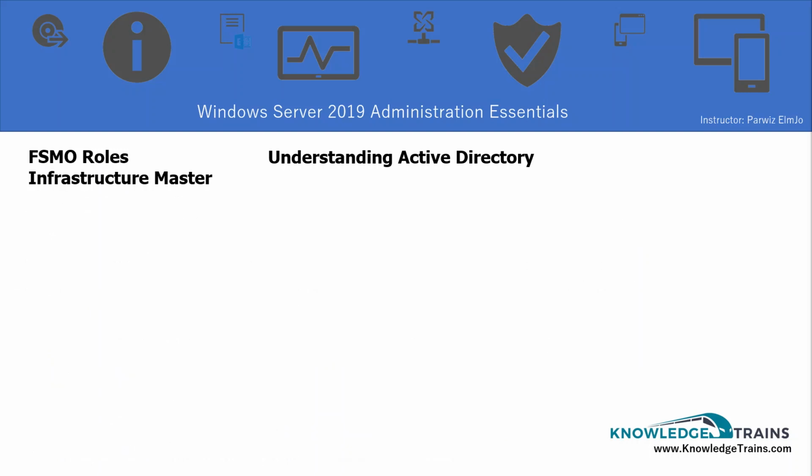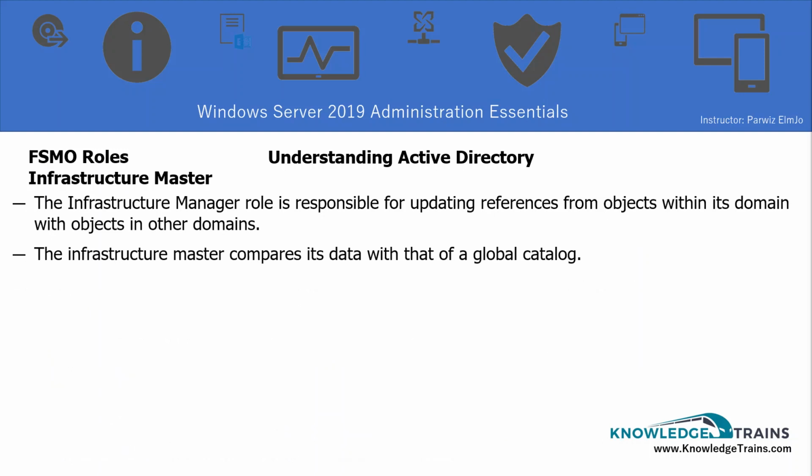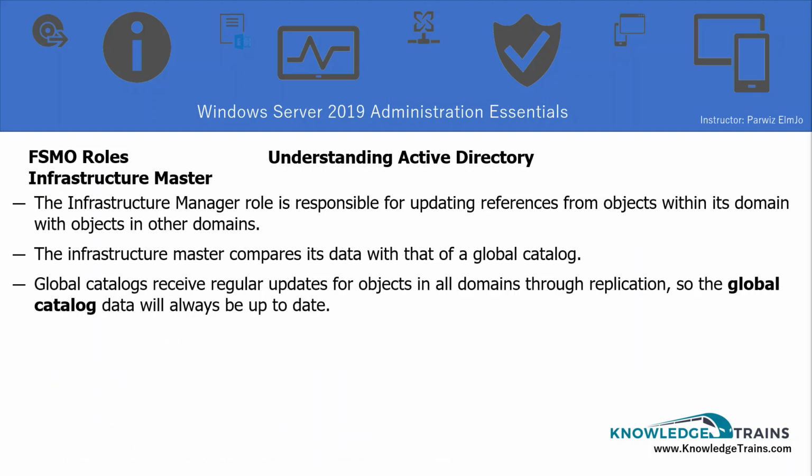Infrastructure master is another one. So infrastructure master is responsible for updating references from objects within a domain to objects in other domains. So when we have objects in one domain and we want to update them in another domain, that is where the infrastructure master role comes in. It compares its data with a global catalog server, making sure that the data is always up to date.